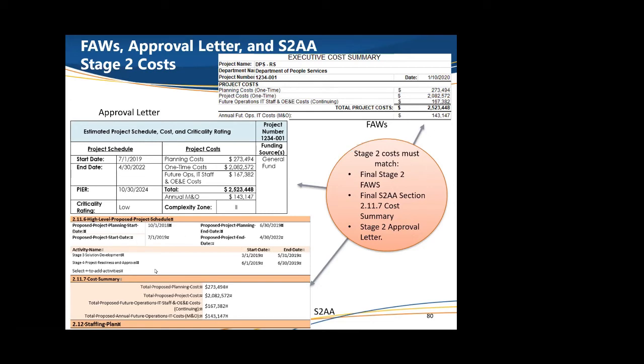Your stage 2, if you were at your stage 2, you could possibly have a stage 2 approval letter. Same thing, they would all match. See how the cost summary would have that 273,494, 2082, and so on and so forth. So this is a good place to look. This is where the department would be entering the information. This is the PAO manager entering this information from the information that's contained on the FAWs.